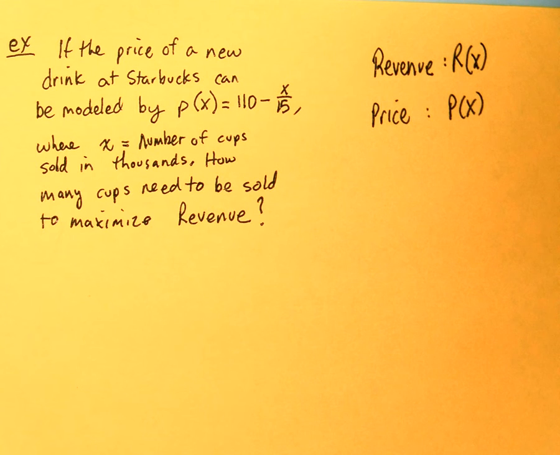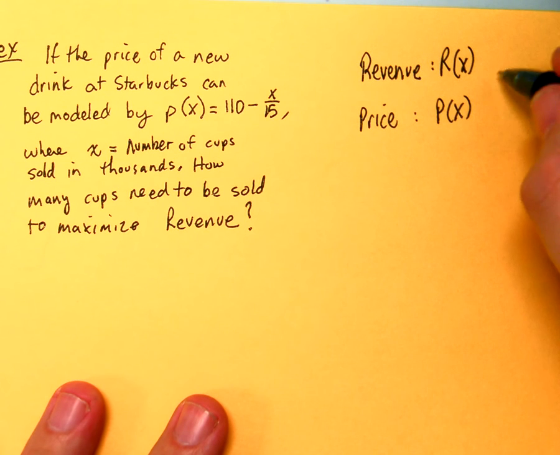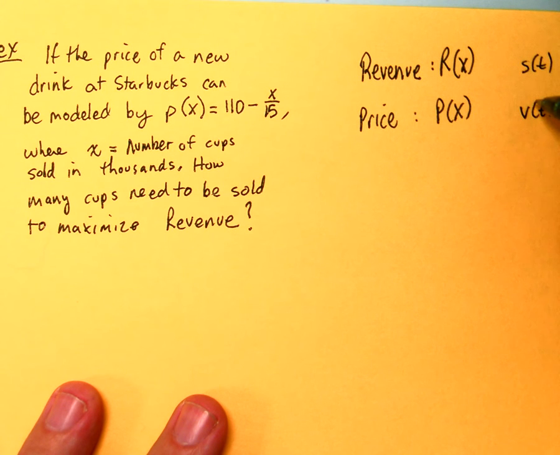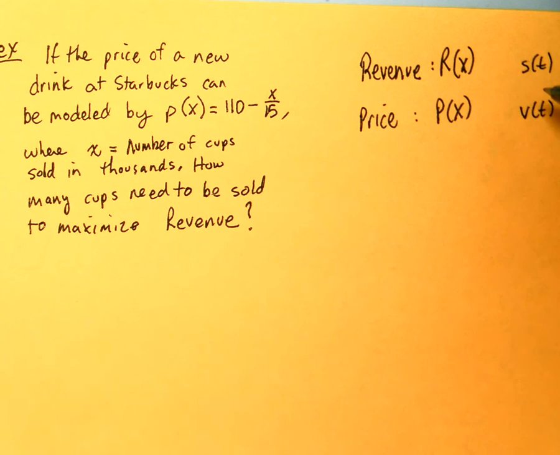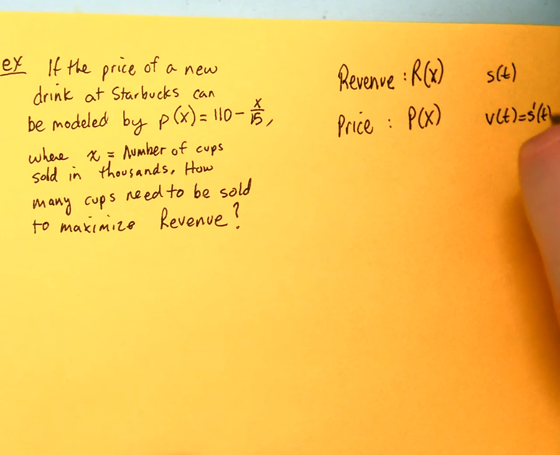Now think of distance traveled and speed. Which one depends on the other one? Distance depends on speed. Now think of distance compared to velocity, S of t and v of t. What's the relationship between S of t and v of t? Isn't v of t equal to s prime of t? Because these are the units we need in order for this to work.